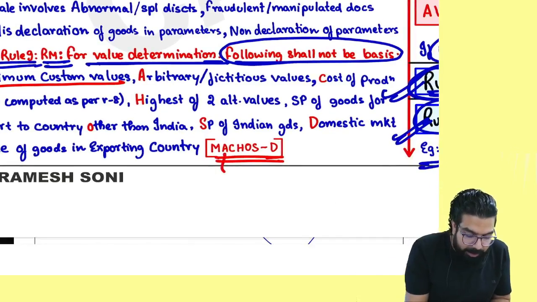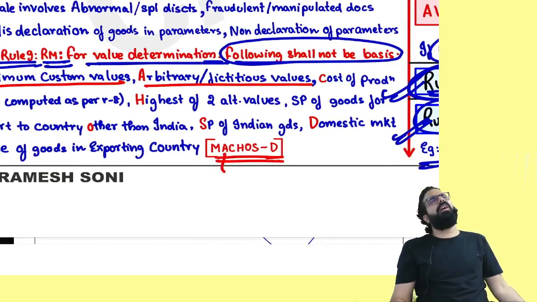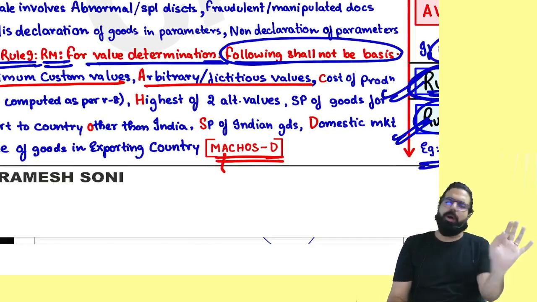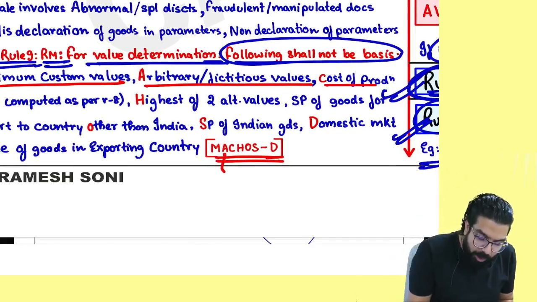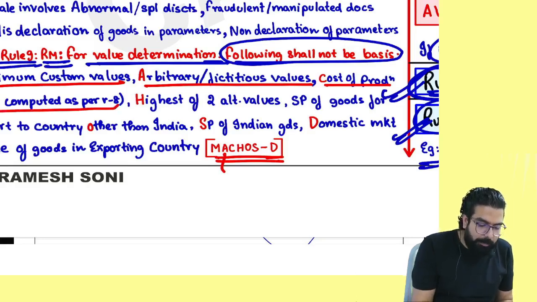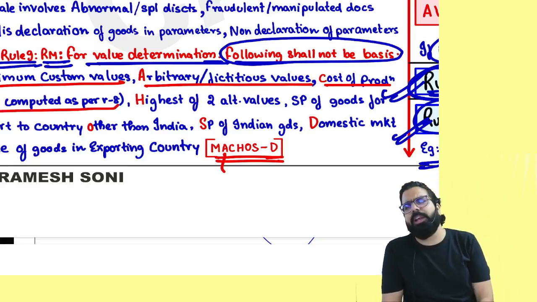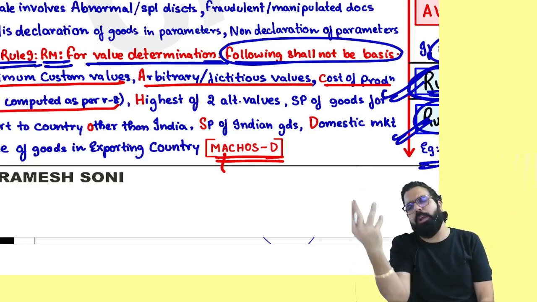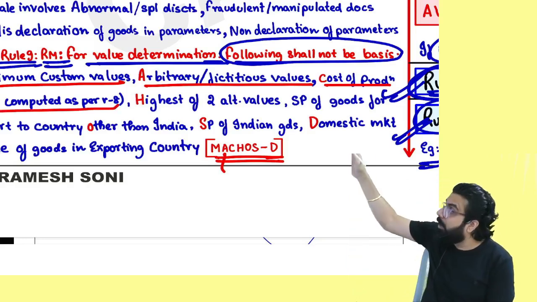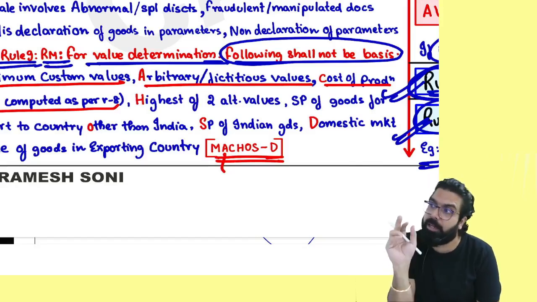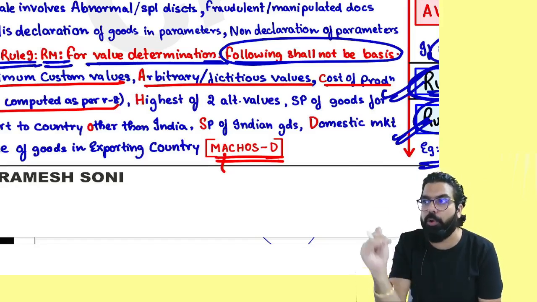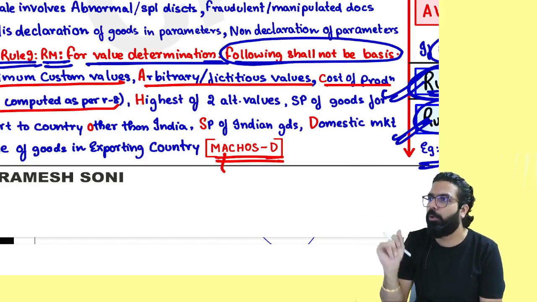Then arbitrary or fictitious value. Officer is telling, I think 500, apply. He can't do that. Next, C for cost of production not computed as per rule number 8. Officer is telling, I will apply my brain and calculate. No, you should take that cost, total, add, and then arrive at the value. Computed method means computed. If you want to compute, you don't apply your brain and compute. Next.